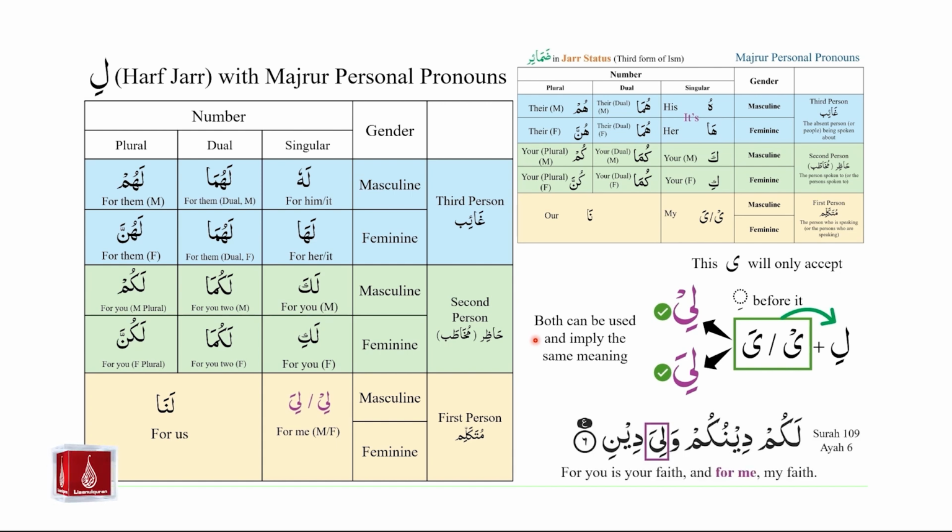There are several examples in the Holy Quran. We have an example from Surah number 109, ayah number 6. Lakum dinukum waliya dini. So here we see the use of liya. Liya means for me, and the ayah can be translated as for you is your faith and for me my faith. Liya means for me, and we can also see the use of lakum here, which we can also identify in our chart. Lakum means for you, referring to masculine and plural.